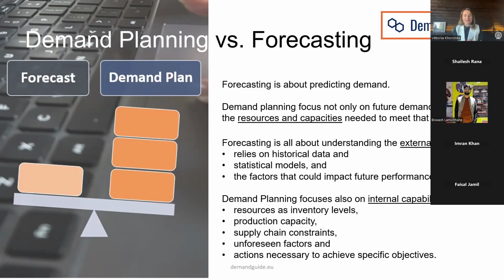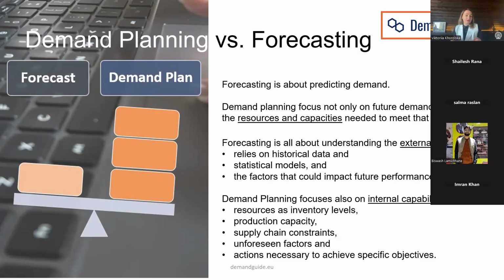So forecasting focuses on the external environment, on external factors like historical data and statistical models. Sometimes it takes some macroeconomic factors. But demand planning also takes into account internal capabilities, like what resources you have in your inventory and what your production capacities are. Maybe your machines are already loaded and there is no space for that.